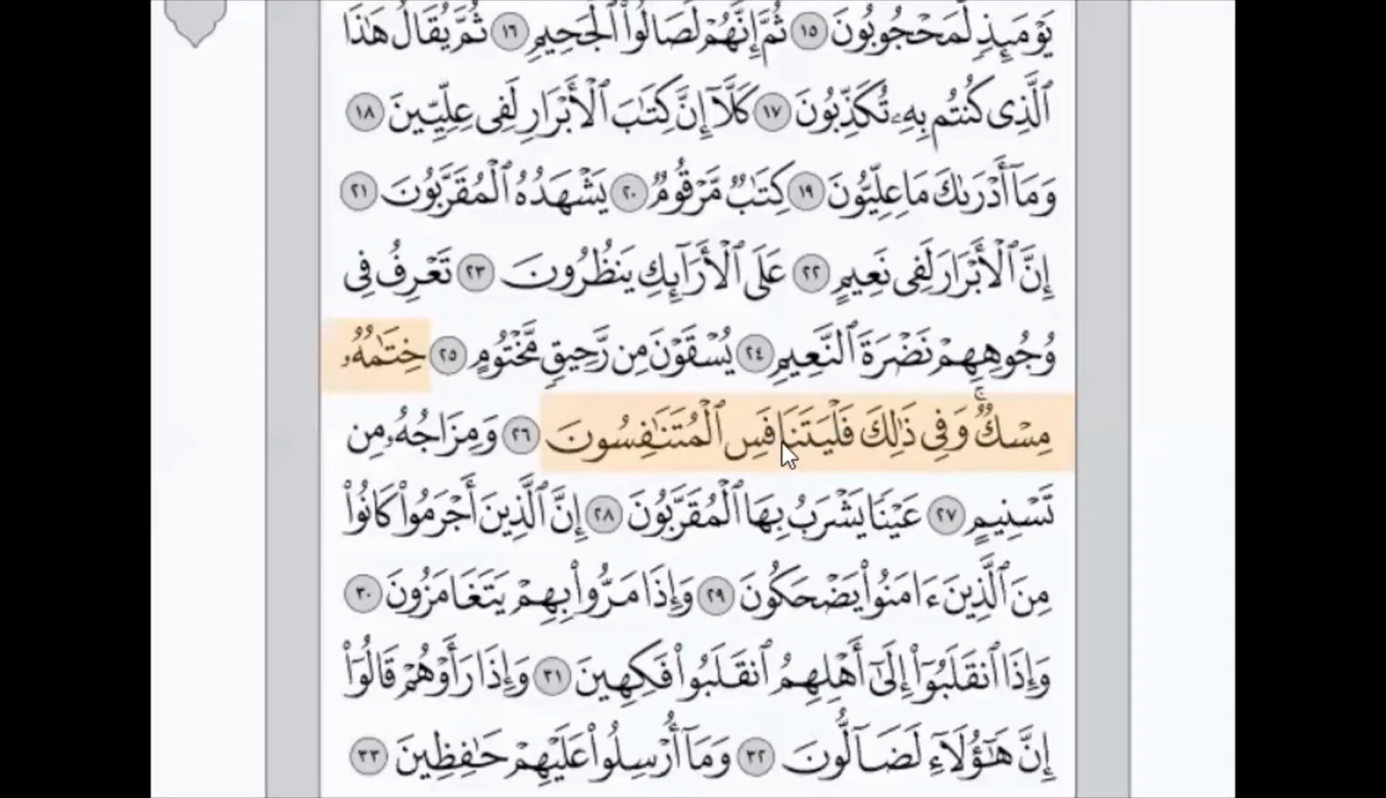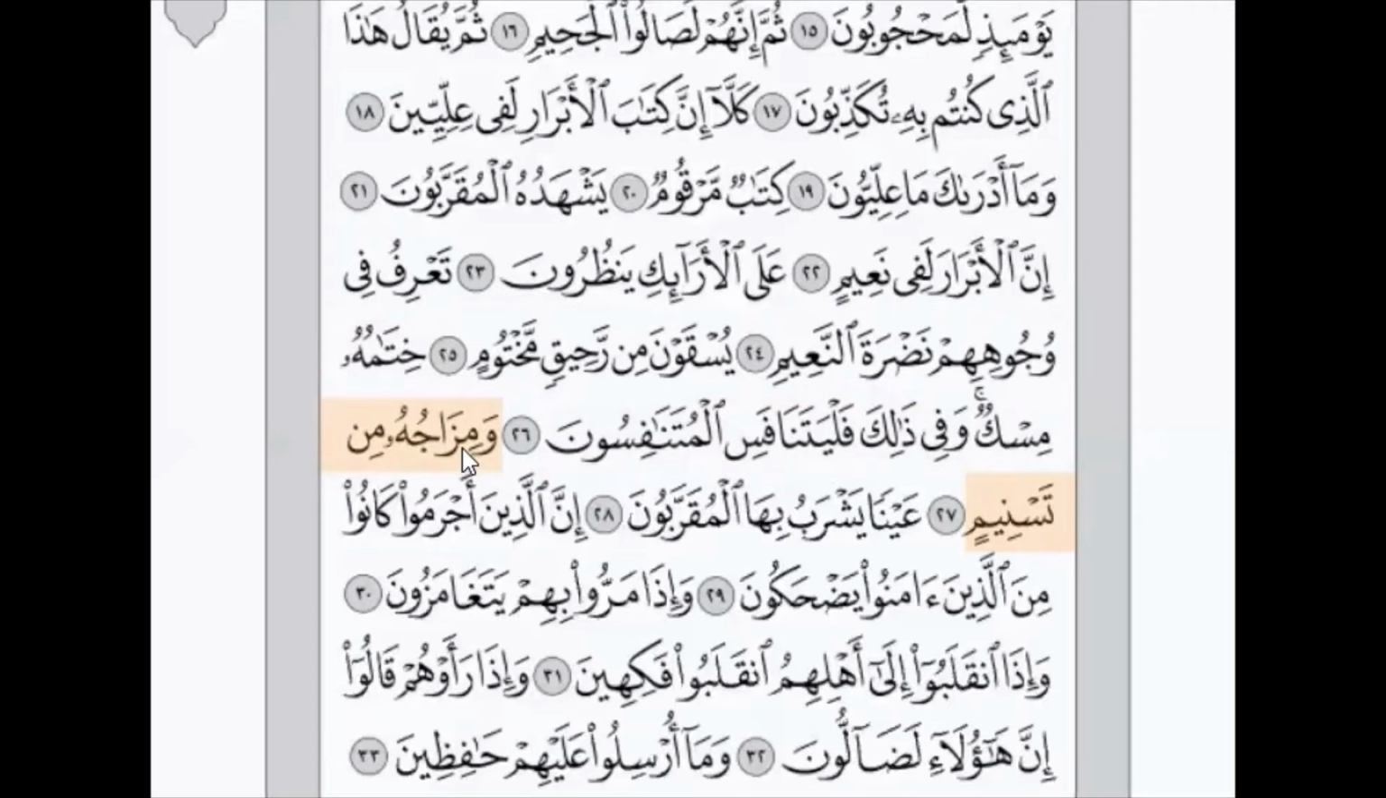فَلْيَتَنَافَسِ. The alif here is a natural mud extended for 2 counts. Al-mutanafisun, lam qamariya, idhar qamari, make it clear. The alif here is a natural mud extended for 2 counts, and the waw here is a mad arid lisukun, extended for 2 or 4 or 6 counts.